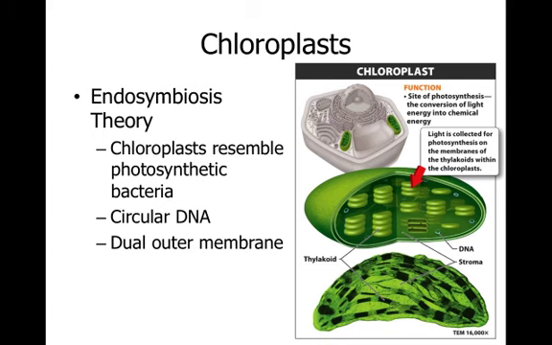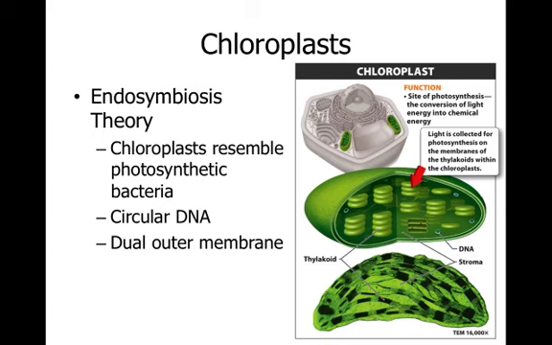But this idea that this one single organelle can do something so powerful is what lends itself to the endosymbiotic theory again. So they resemble photosynthetic bacteria, which leads us to believe that it may have been its own bacteria at one time that merged with another cell. It also contains circular DNA. So similar to the mitochondria, which have their own DNA, it has its own DNA.